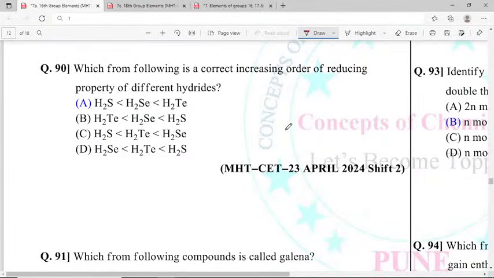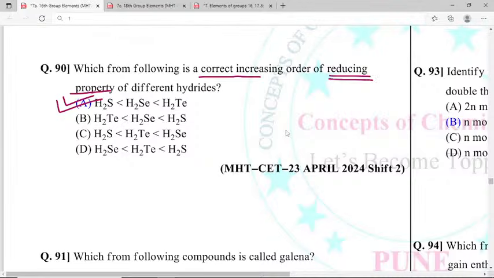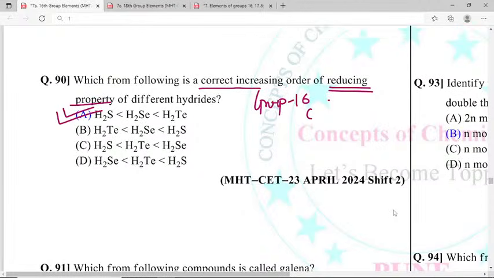Which from the following is the correct decreasing order of reducing property? Same question many times. Among the chalcogens, H2Te is the strongest reducing agent. Tellurium, this is group 16 actually, the chalcogens family. Decay of thorium and uranium.